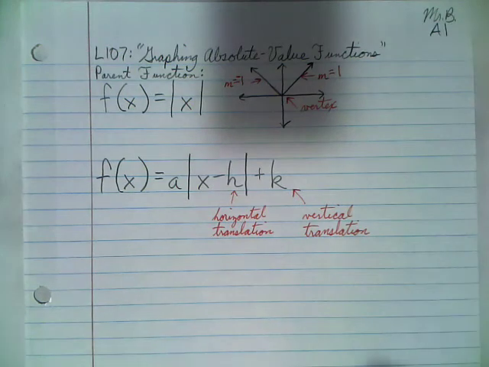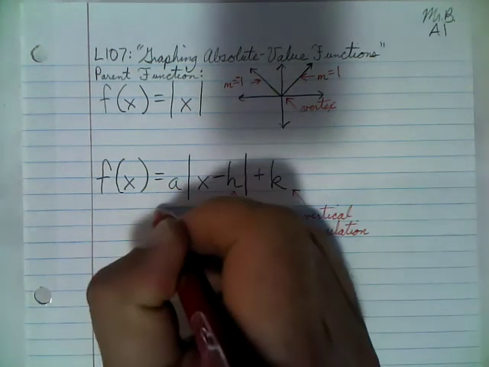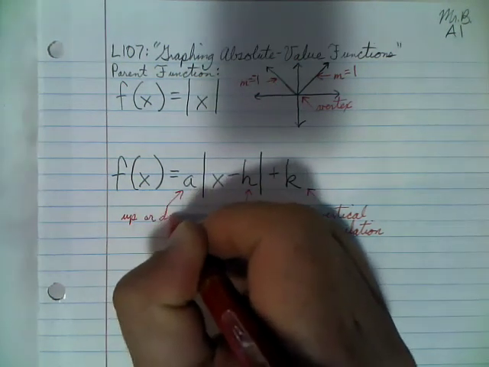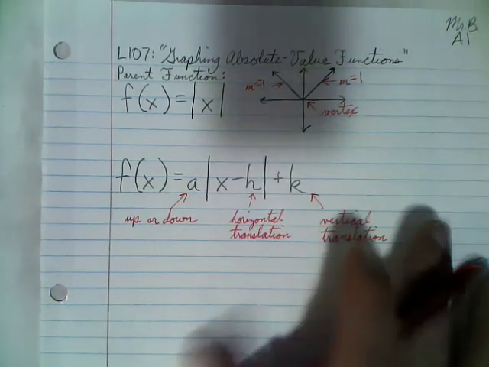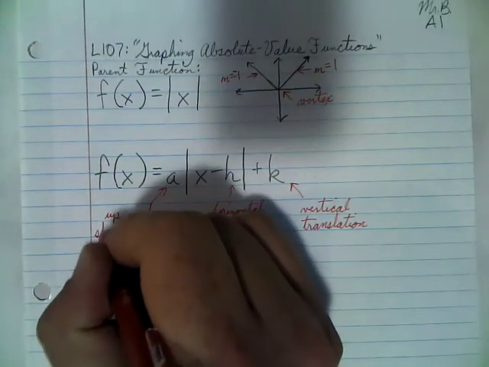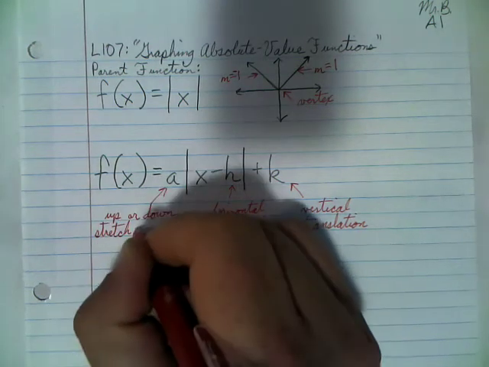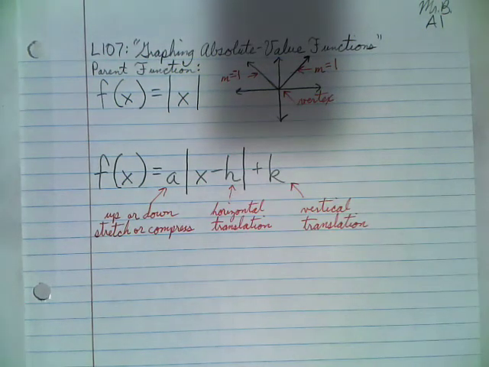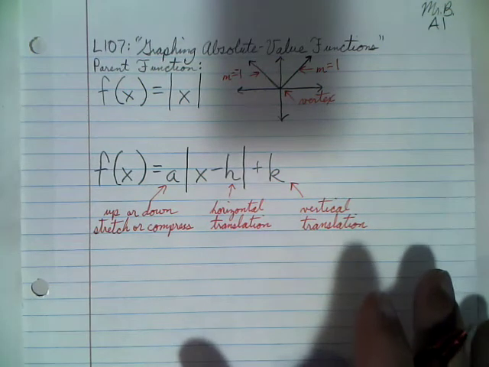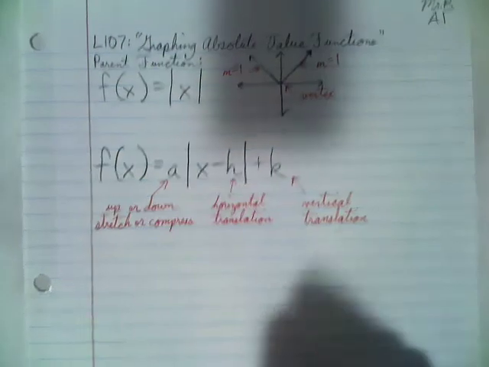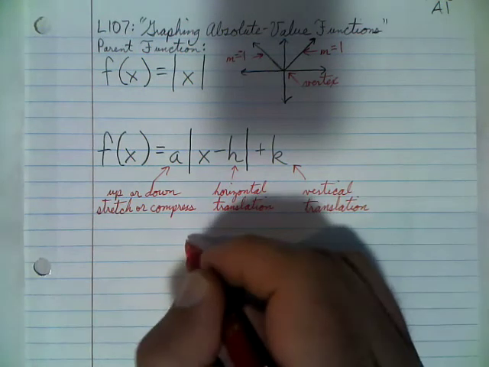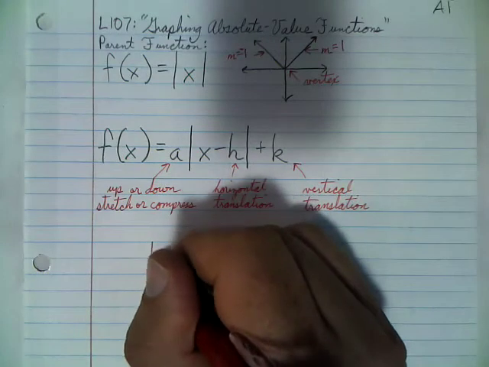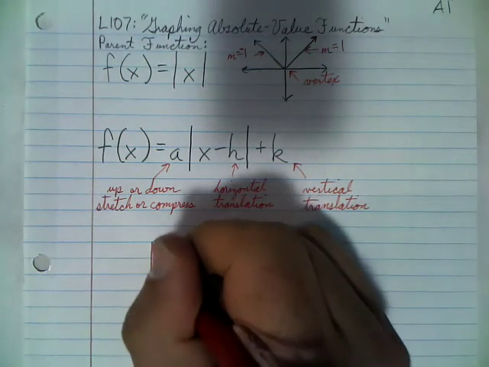And finally, that leaves A. And A does a few things for us. First of all, A tells us if this is opening up or down. A can also stretch or compress our graph. And so we're going to focus in on what happens with A in particular here in a few different ways. So we're going to make a little chart. Let's just make it, we'll take up 6 lines.